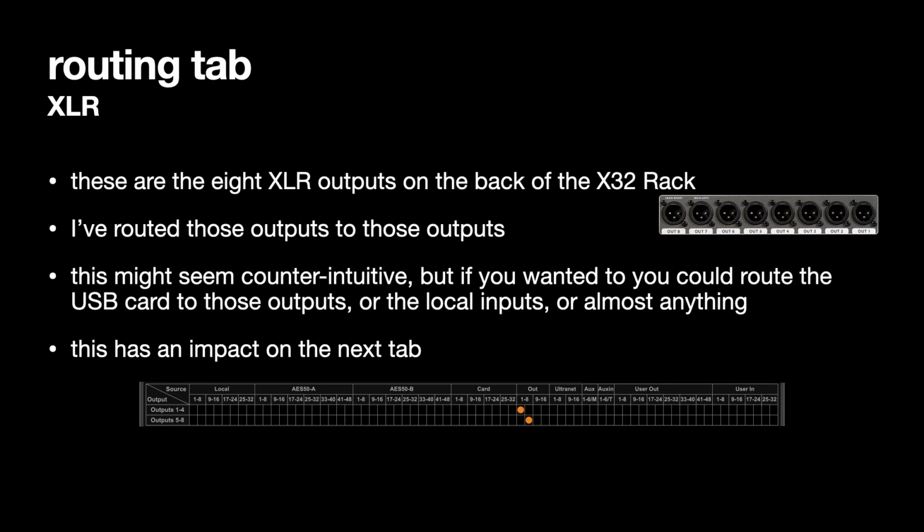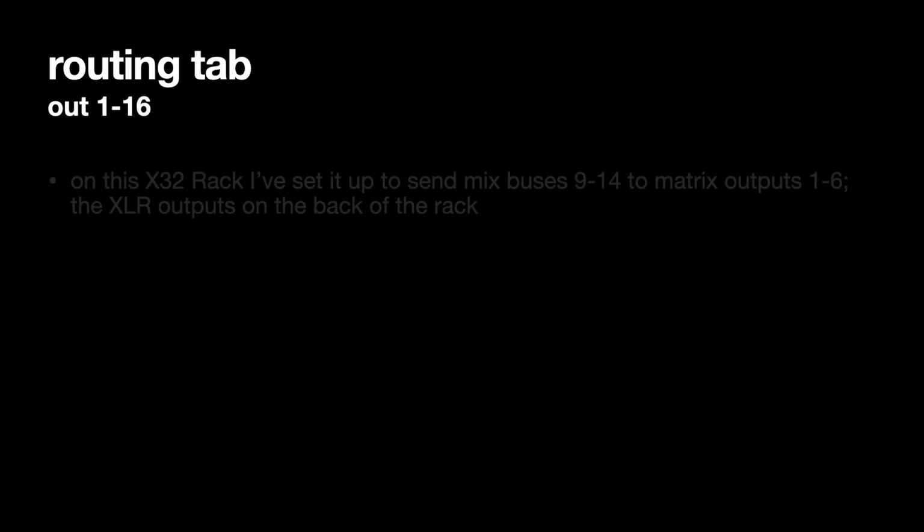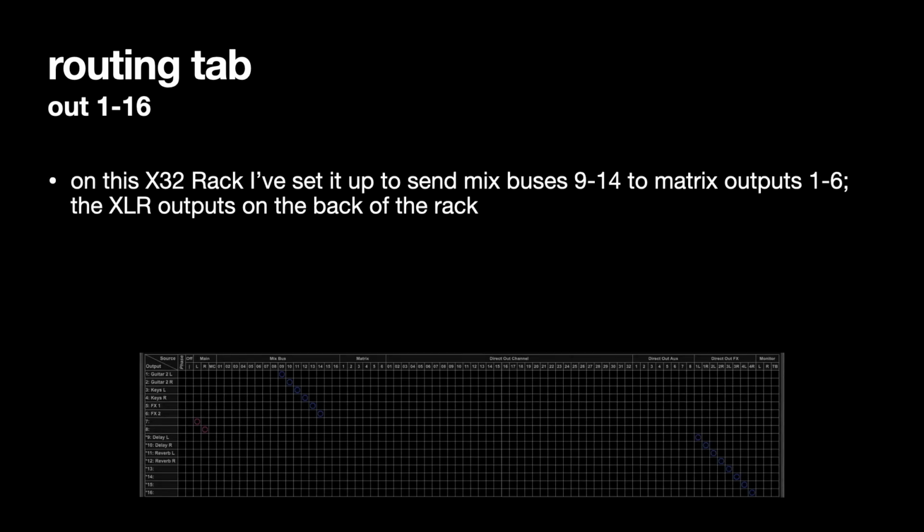This has an impact on the next tab that you're going to work on, which is the outputs 1 to 16. On this X32 Rack, I've set it up to send mix buses 9 to 14 to matrix outputs 1 to 6. So 9 to 14 are outputting matrix outputs: guitar 2 left, guitar 2 right, keys left and right, and then effects 1 and effects 2. And then I've got the main left and right going out of the 7 and 8 outputs.